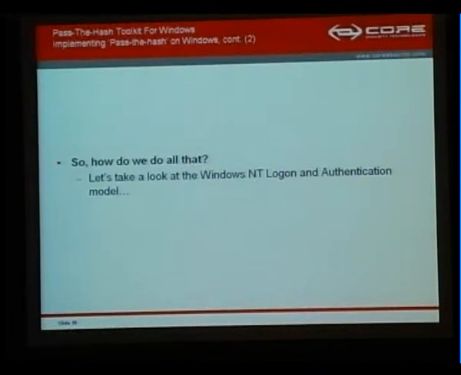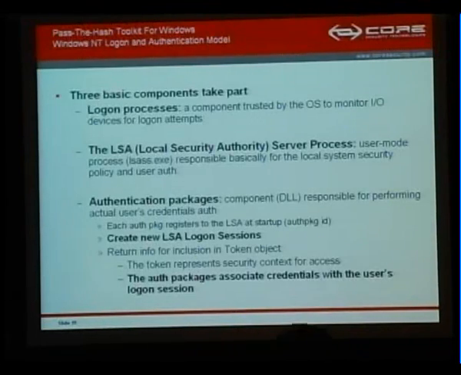So basically, how do we go about actually implementing this on Windows? We have to take a look at how the Windows NT logon and authentication model works. There are basically three main components in the Windows NT logon and authentication model. These are the logon processes, that are system components that basically monitor I/O devices for logon attempts.